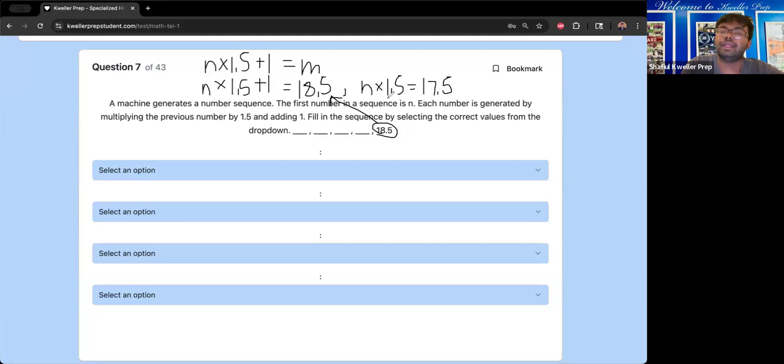We want to solve for n, right? We divide 1.5 on both sides. So n is equal to 17.5 divided by 1.5. If you were to do the math, you will get 7 for this. So this means that the sequence before 7, before 18.5 is 7. Now we just have to keep going backwards.